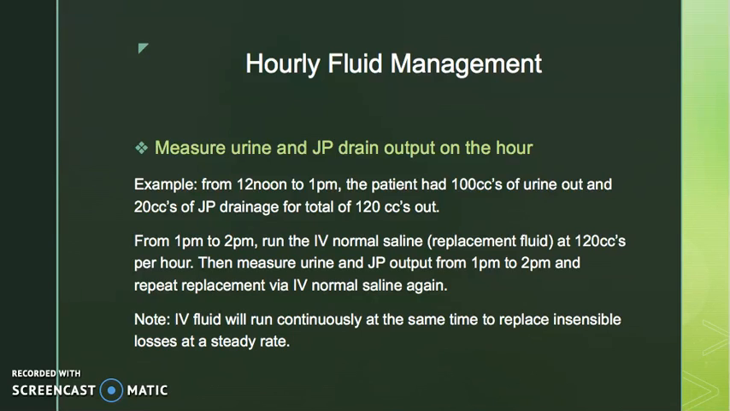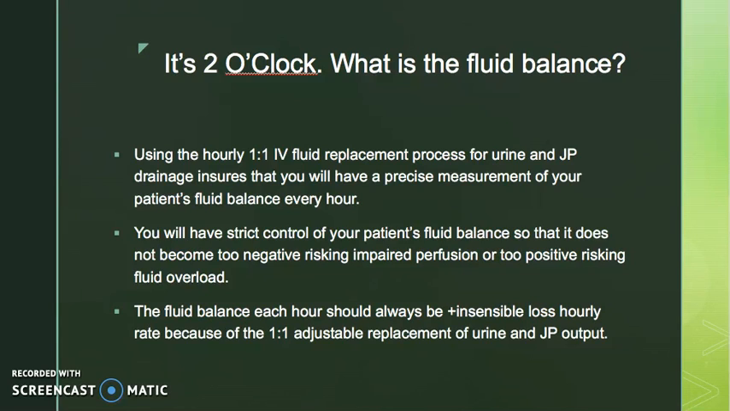So from 1 o'clock to 2 o'clock, you run the IV normal saline to replace those fluids at 120 cc's an hour for the next hour. And also, at the same time, your insensible losses will be replaced with the steady IV fluid. Each hour, you repeat that process of measuring the output and replacing it during the following hour. This allows you to keep close track of your patient's fluid balance.